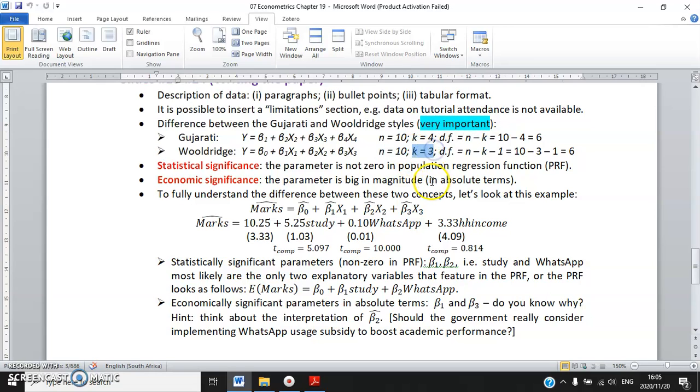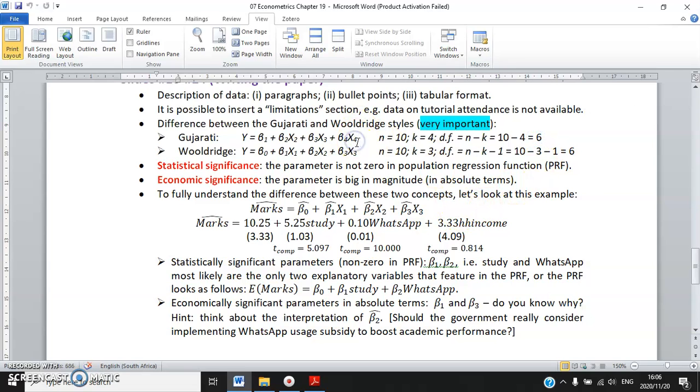But k now stands for the number of parameters excluding the constant. This is why k is equal to 3. And then degrees of freedom would rather be n minus k minus 1. Then you might wonder, where does this 1 come from? It actually means the number of constants, so it is 1. Therefore, the degrees of freedom would be 10 minus 3 minus 1. Then you still get the same degrees of freedom as in the Gujarati style.